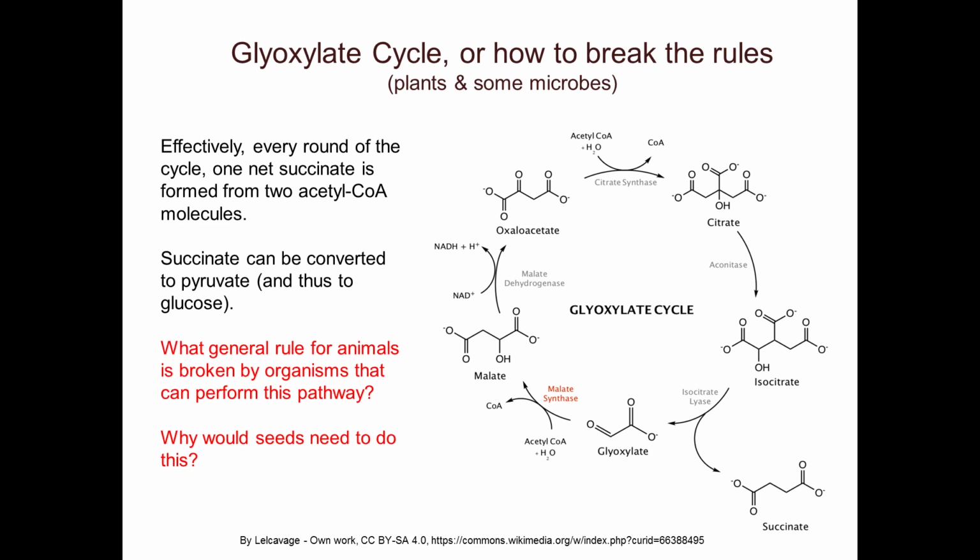So effectively, if I continue this cycle, each round I convert 2 acetyl-CoAs into a succinate. Right? We couldn't do that before. We couldn't turn acetyl-CoAs into a 4-carbon molecule, right? Not one that we can use to make sugars. But succinate can easily be converted to a sugar, right?